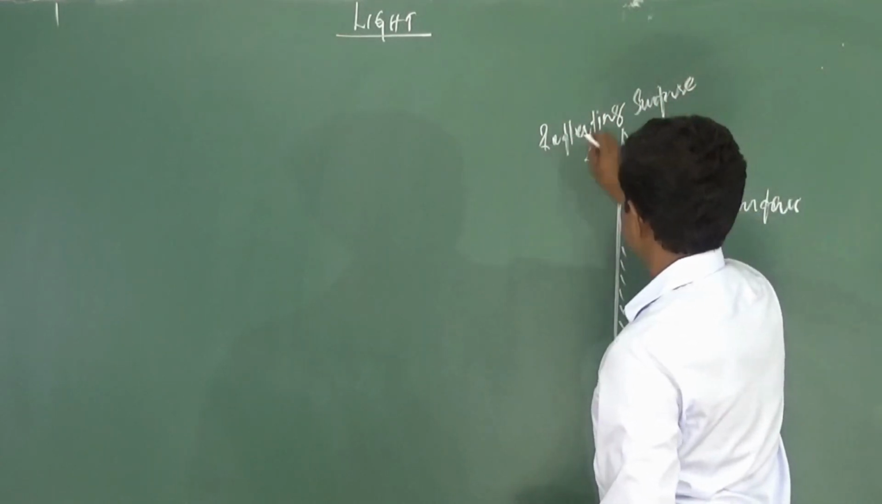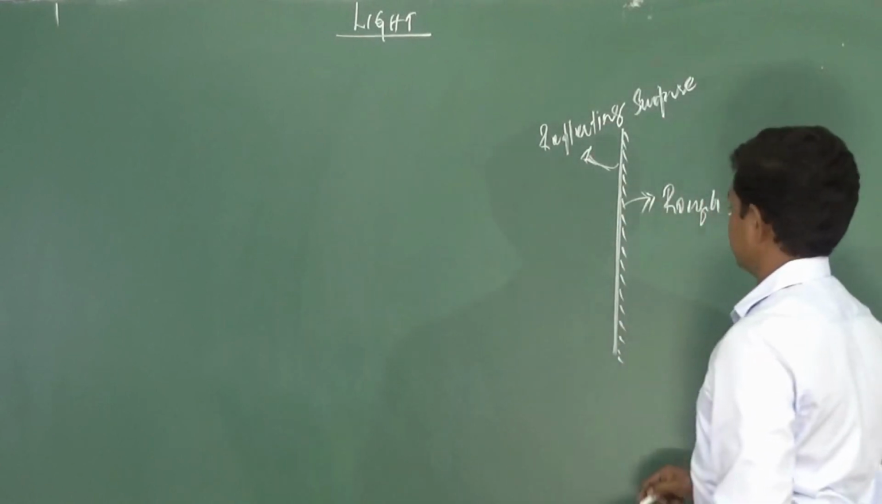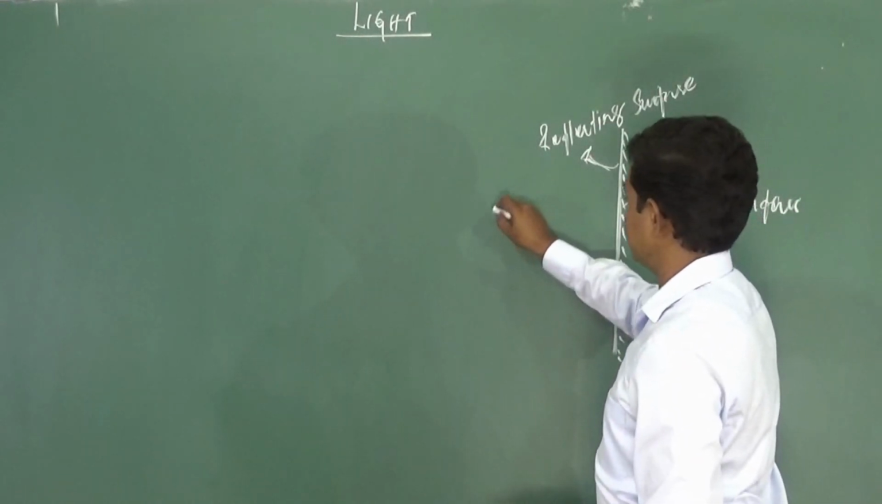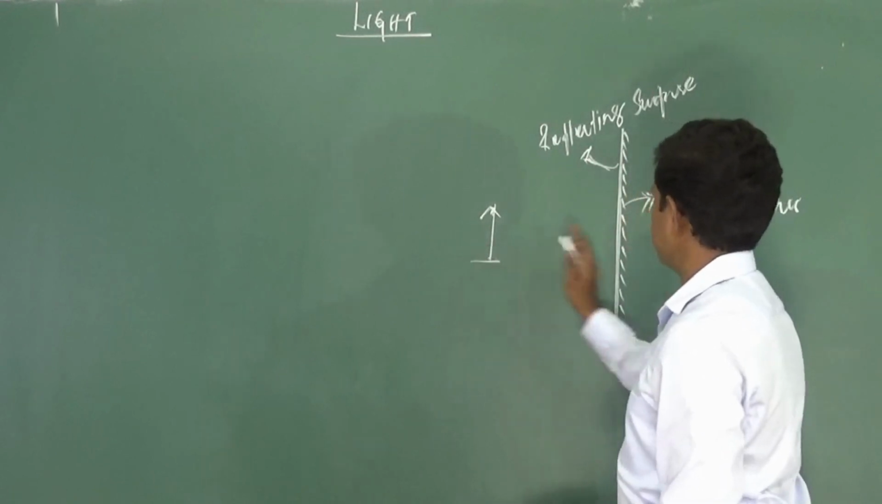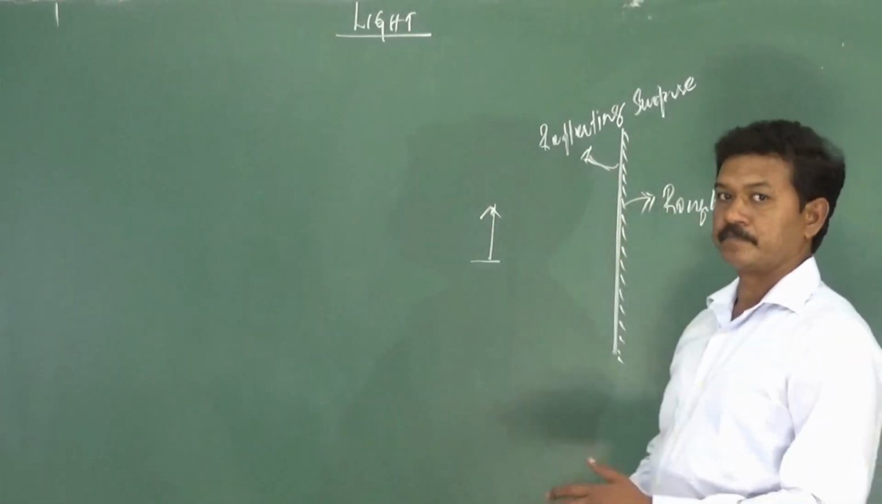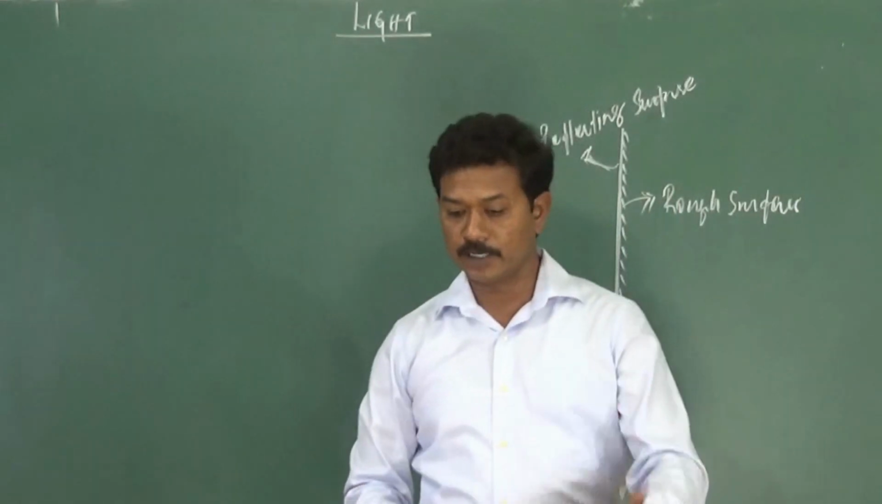Right? So this side is reflecting and this side is rough surface. So when a person stands at this point, he can see his image in the plane mirror. So this is what happens, right?